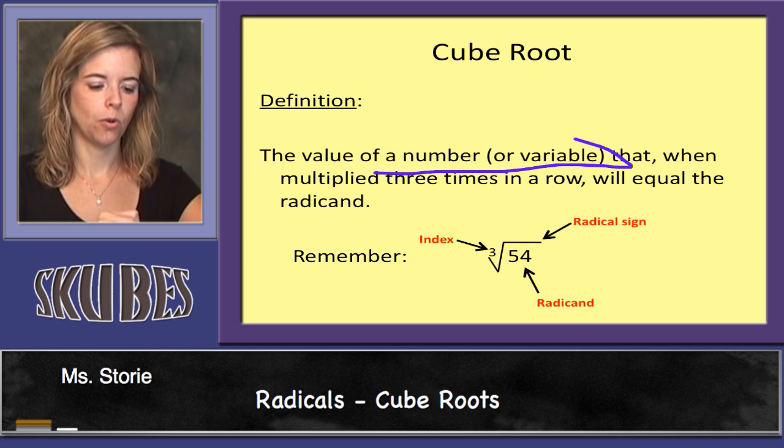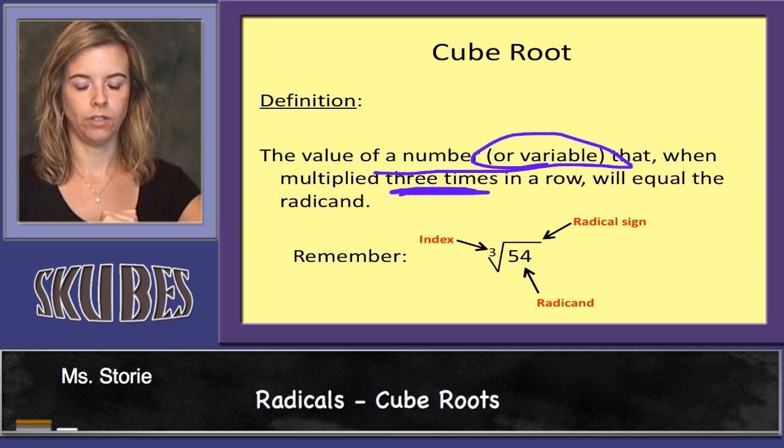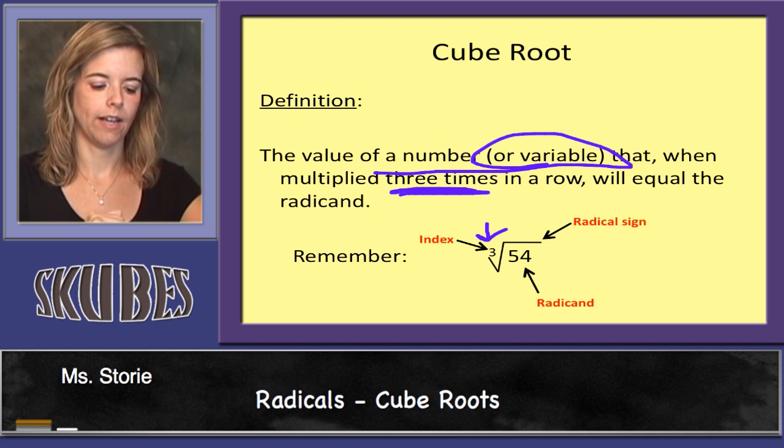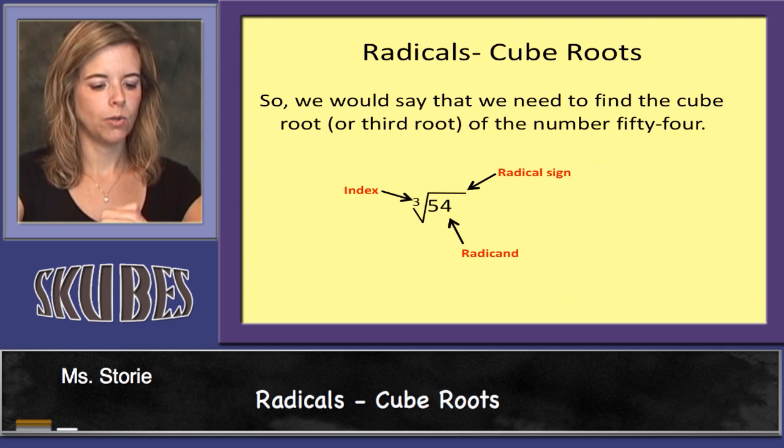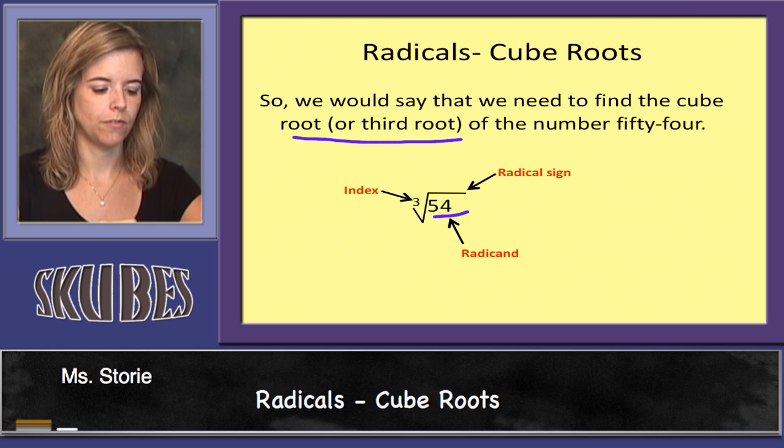The value of a number or a variable that when you multiply it 3 times in a row will equal the radicand. There's your index. That tells you it's cube root. We're looking for some number that goes 3 times in a row. And your radicand is 54, and then the funky check mark is your radical sign. So we would say that we need to find the cube root, or sometimes called the third root, of the number 54.